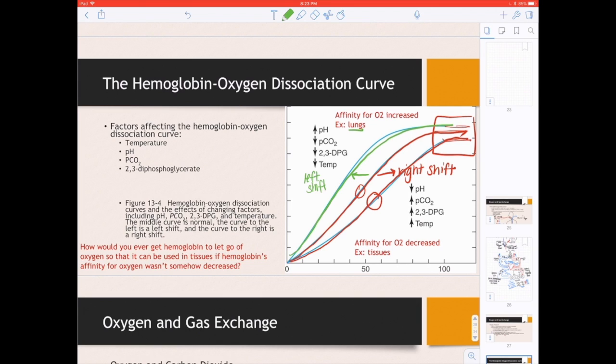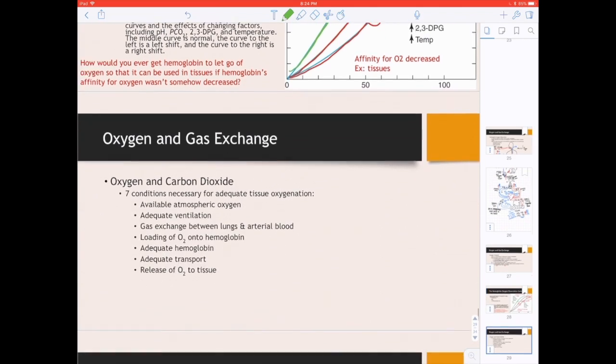Now that makes sense too, because we want hemoglobin to pick up oxygen in the lungs so that the oxygen can then be transported to tissues, correct? So we want it to hold on to oxygen in the lungs. Okay, hopefully that makes sense. So you should be able to look at a hemoglobin oxygen dissociation curve and describe what the different conditions are if you have a right shift or a left shift, and what is an example of an area where those conditions might occur, and what does that shift mean in regards to hemoglobin affinity for oxygen.